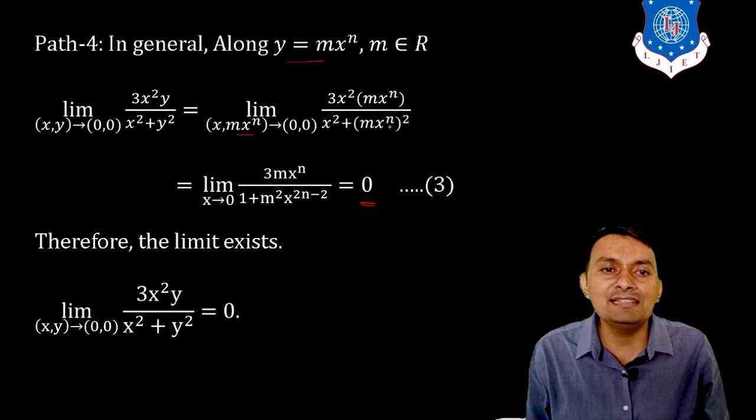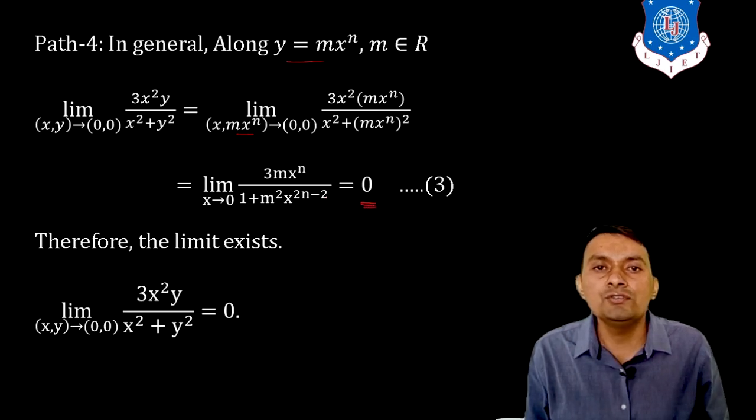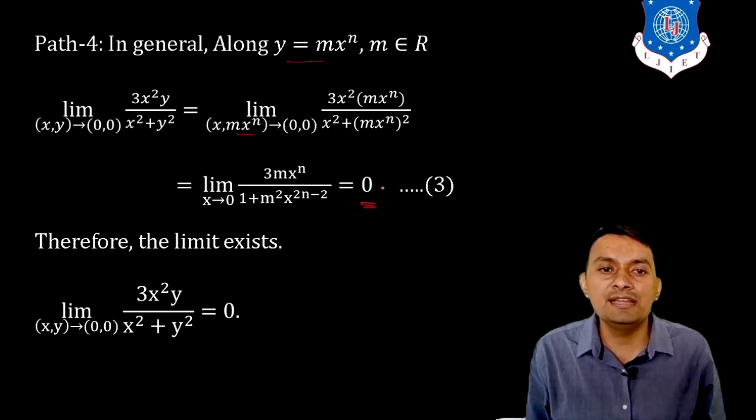We keep in mind that here we have x raised to 2n, but we are assuming that x raised to 2 is common. So what I have to write is x raised to 2n minus 2. When I take the limit x tends to 0, we get the answer 0. So when we observe all the curves, we get the answer 0. That means the limit exists, and what it is exactly, that is 0.